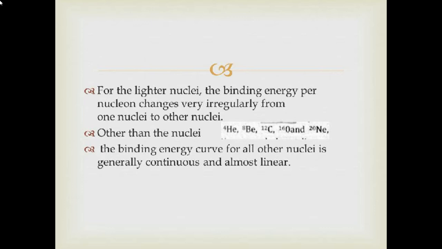For all nuclei except 4He, 8Be, 12C, 16O and 20Ne, the binding energy curve is continuous and linear. But this is not true for, again I am repeating the element names, 4He, 8Be, 12C, 16O and 20Ne, because they can ask fill in the blanks based on these elements. These are helium, beryllium, carbon, oxygen and neon. Other than these nuclei, all other nuclei show a continuous and linear graph.